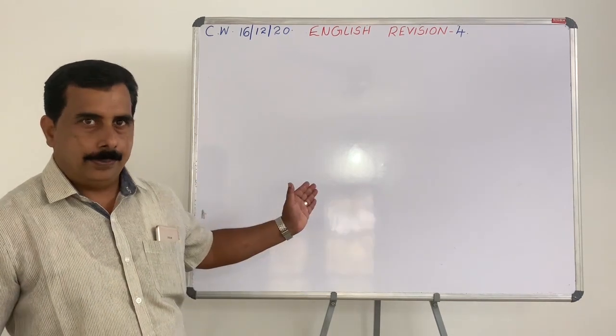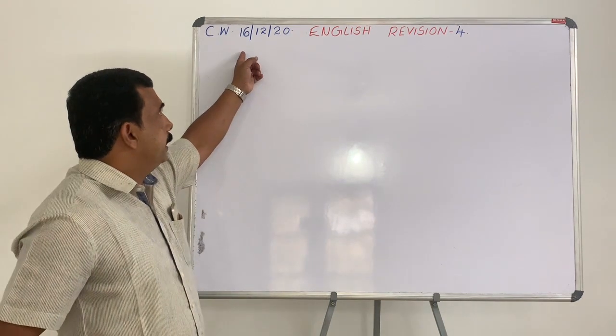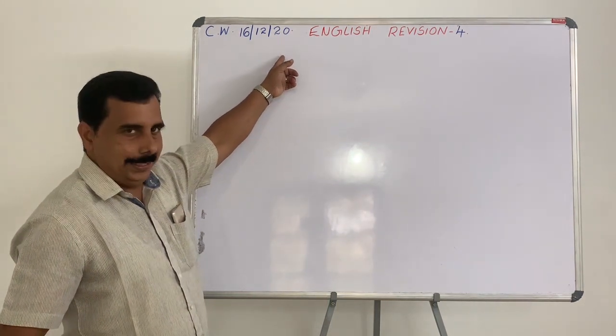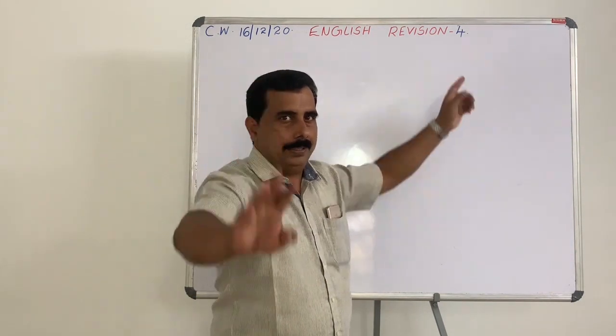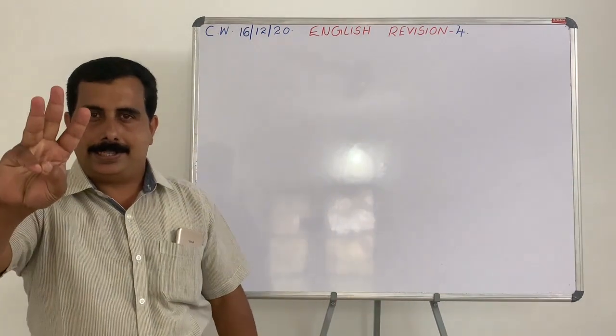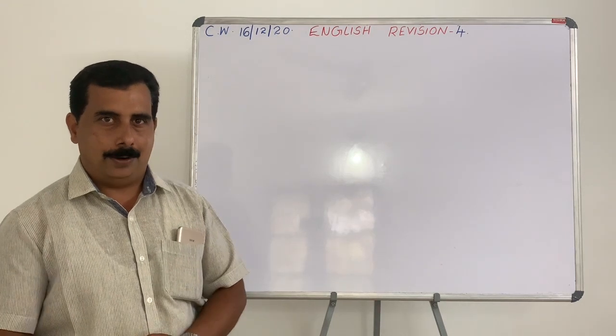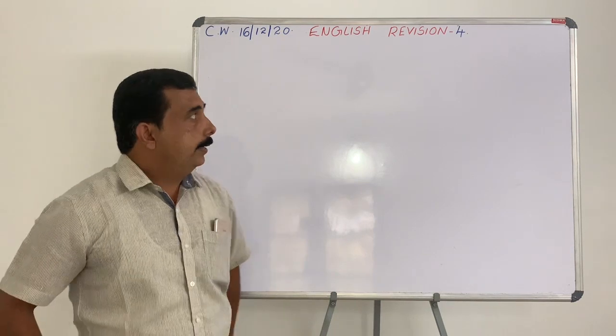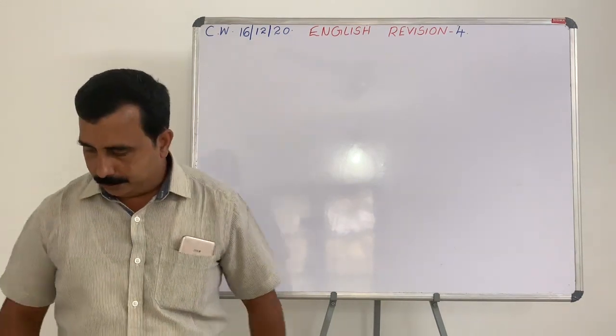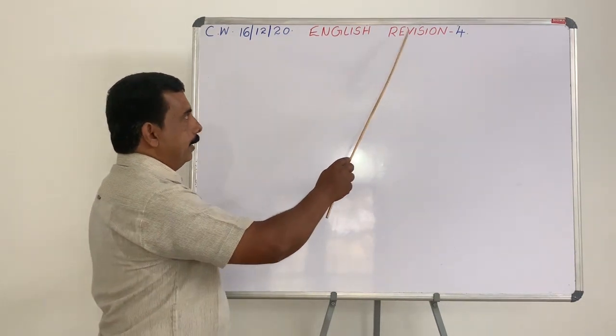So today, what's the date today? 16-12-2020. Yeah, and our revision number 4. That means we completed 3 revisions. Today is revision 4. So just open your English notebook and write revision 4. Don't forget to write it.